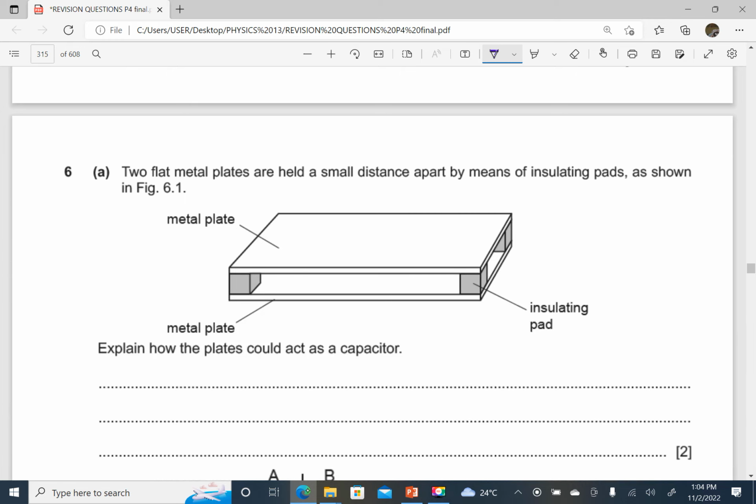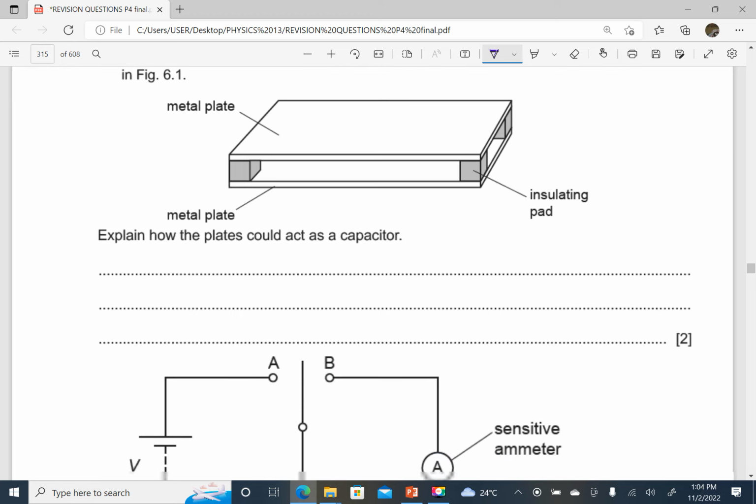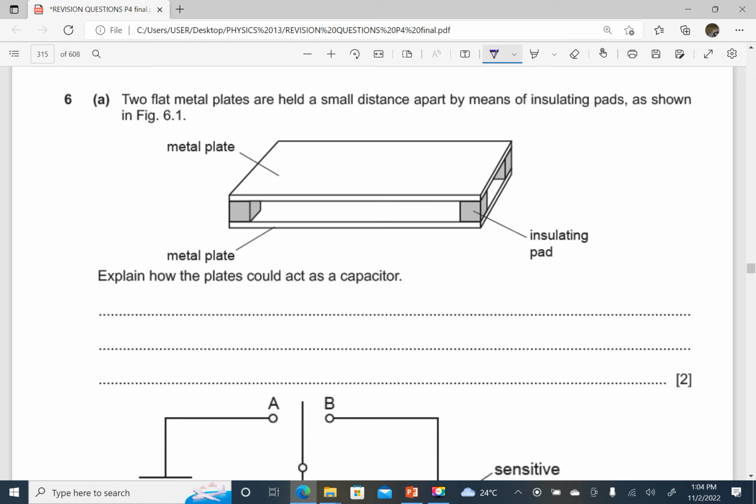Two flat metal plates are held a small distance apart by means of insulating pads, as shown here. Explain how the plates could act as a capacitor. So to make these plates act as a capacitor, we have to put a potential difference across them. In other words, maybe we shall connect them across a battery so that charges are now separated. Work is done in separating the charges. Therefore, we are saying a potential difference, a PD, is applied.